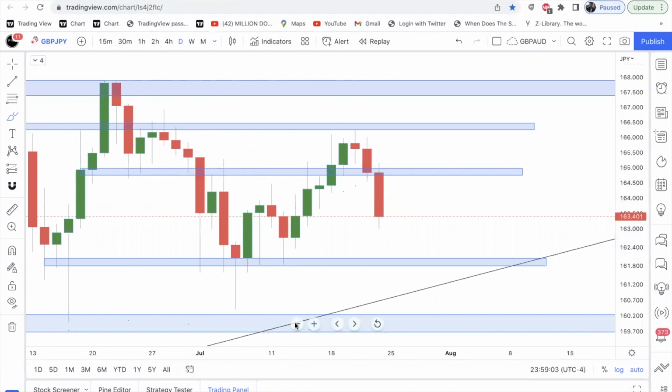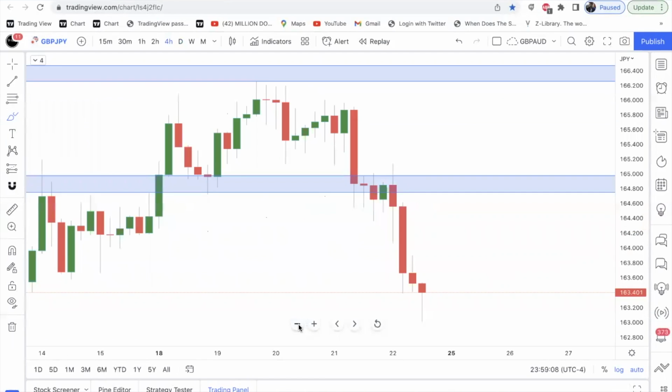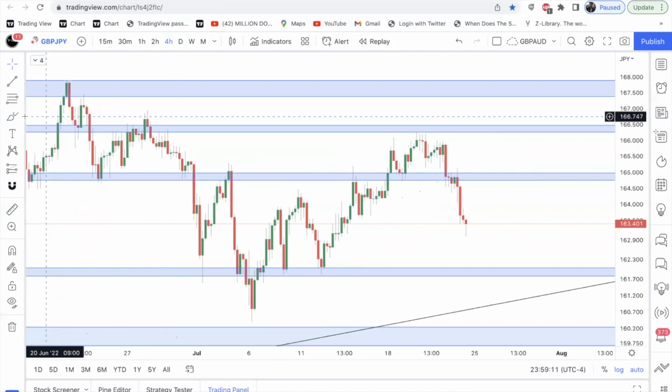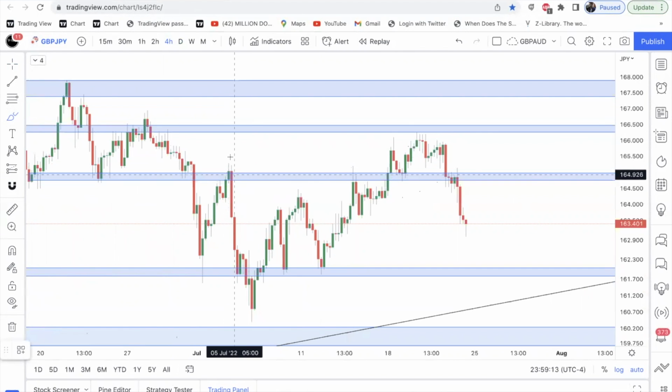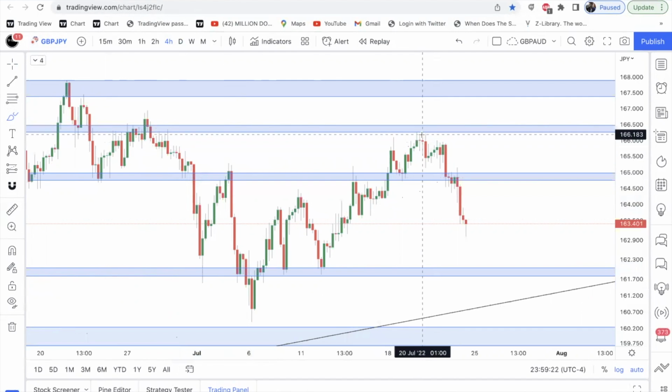All right, so we're getting a nice breakdown. If we go down to the 4 hour, okay, let's see. This is a level of structure that I pay attention to. You see here support turned resistance. This was a major level where price sold off from in the past, and price has made its way back up to this level of structure.